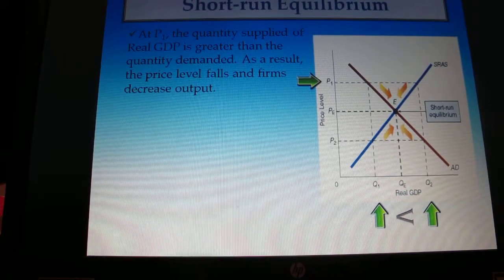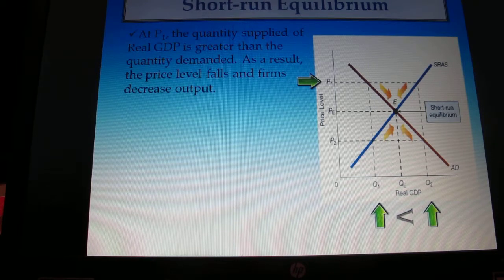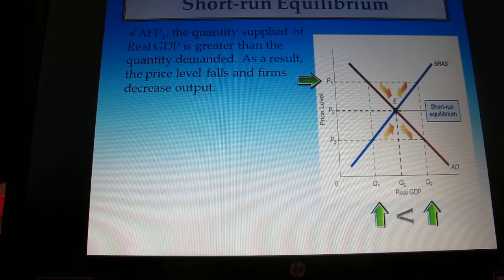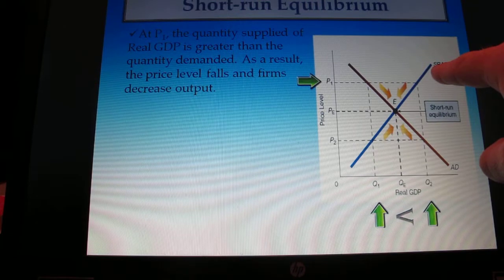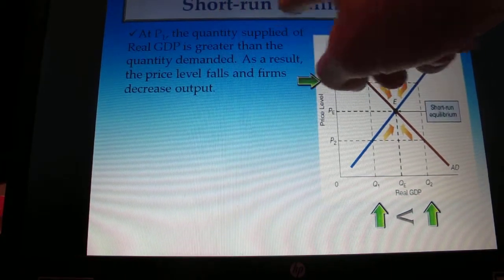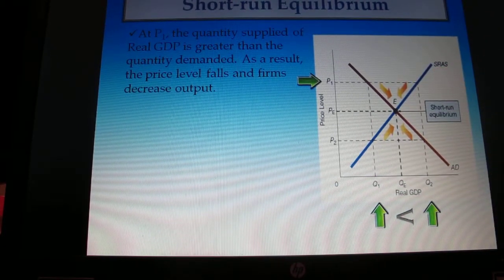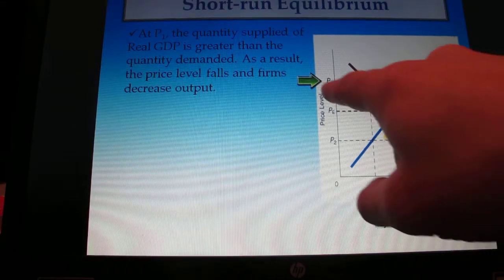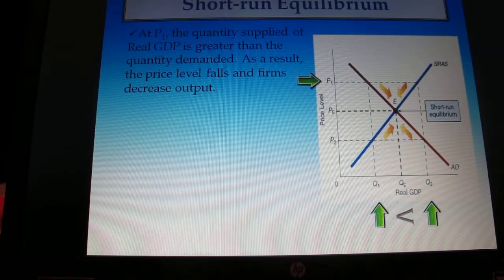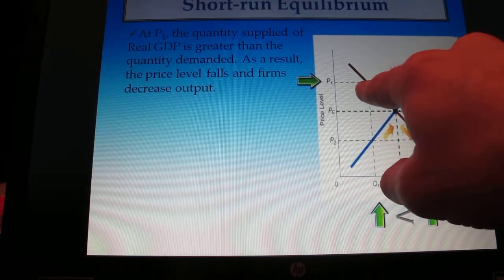It doesn't say short-run aggregate demand because aggregate demand is not a function of the short run or the long run. It just is. The only thing that's going to fall into discussion here with short run and long run is the aggregate supply curve. And therefore, when you see short run equilibrium, you can think of the equilibrium between aggregate demand and the short run aggregate supply curve. So at P1, the quantity supplied of real GDP is greater than the quantity demanded.